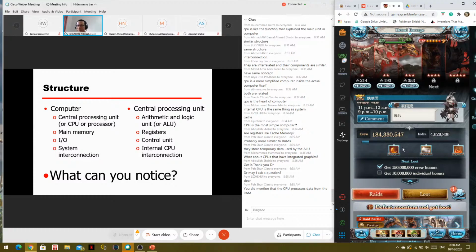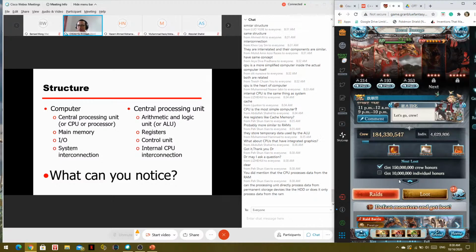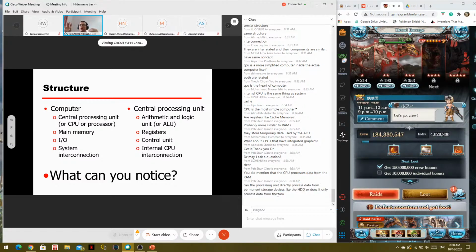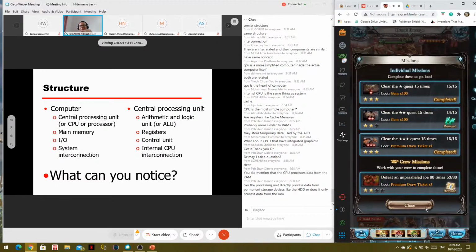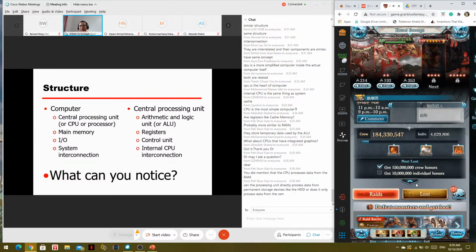You did mention that the CPU processes data from the RAM. Can the processing unit directly process data from a permanent storage device like a hard disk, or does it process data from the RAM? That's why there's actually a hierarchy. Later, when Dr. Mamit introduces the topic on memory, she will also introduce how the hierarchy of memory is organized.